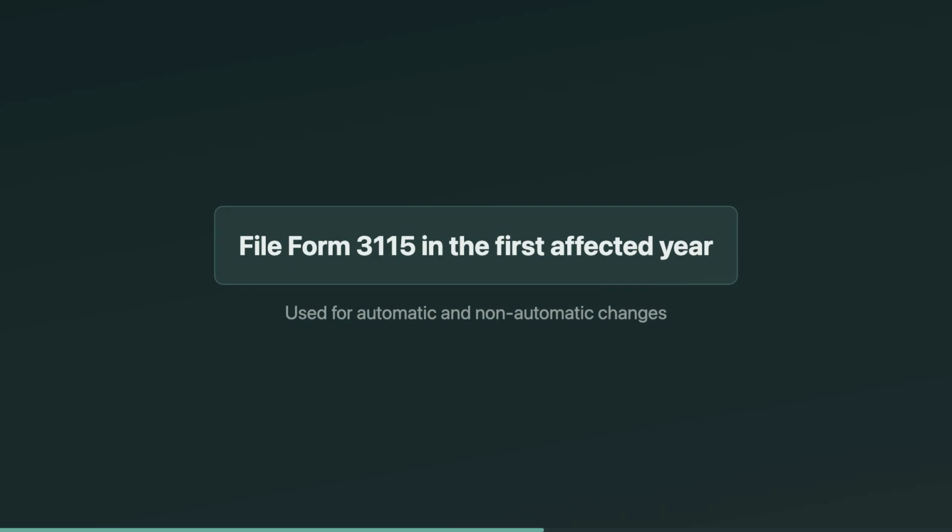Form 3115 is the vehicle for both automatic and non-automatic changes. Automatic means you don't need separate advance consent, but you still file the form. Non-automatic means you're asking permission. Also, watch the timing. You file Form 3115 with a return for the first affected year, the first year you're actually making the change. On the exam, that phrase, first affected year, is a giveaway.